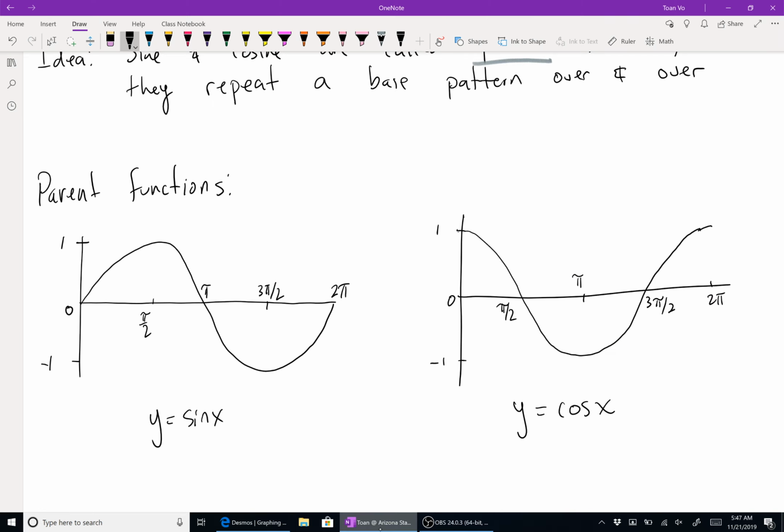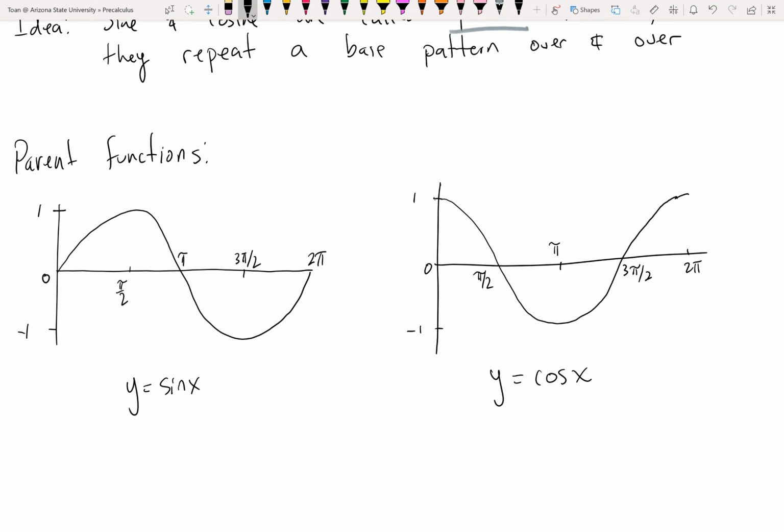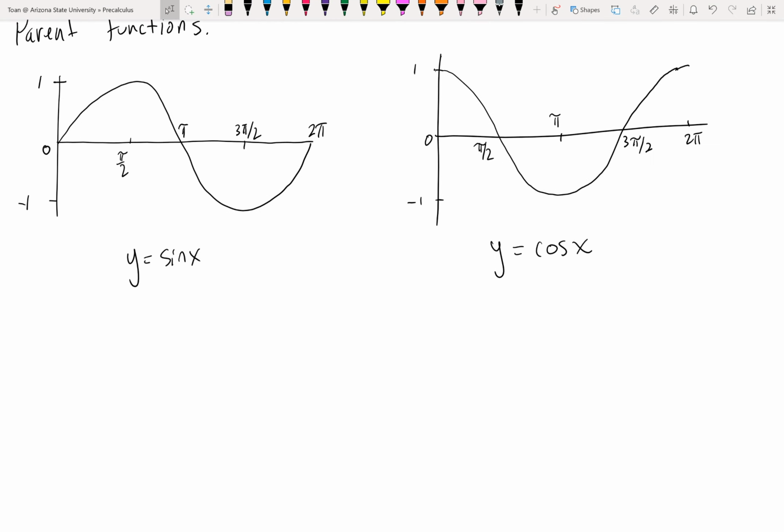Technically we treat sine and cosine as two separate functions, but since they look so familiar, in fact, I would even go beyond saying that they look very similar. I would say they look identical. They are identical, except just shifted a little bit.